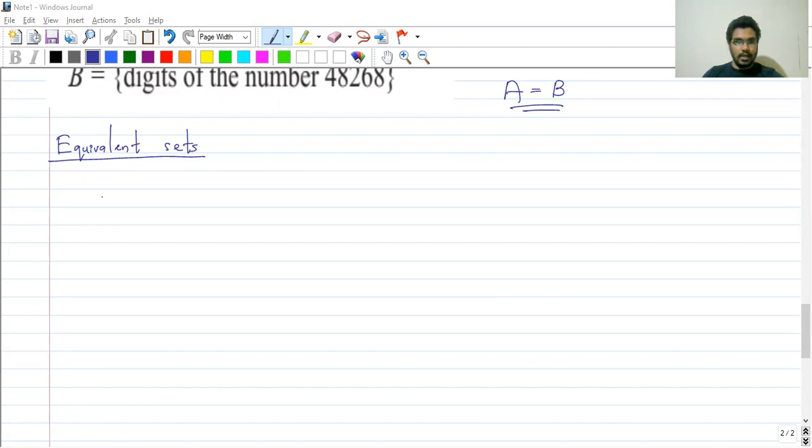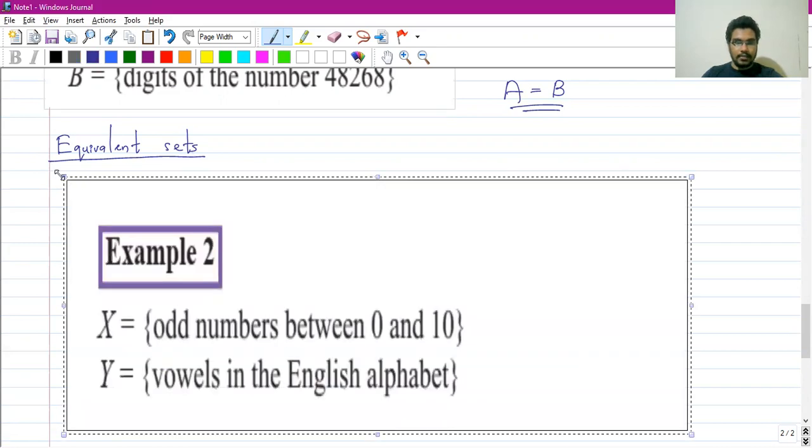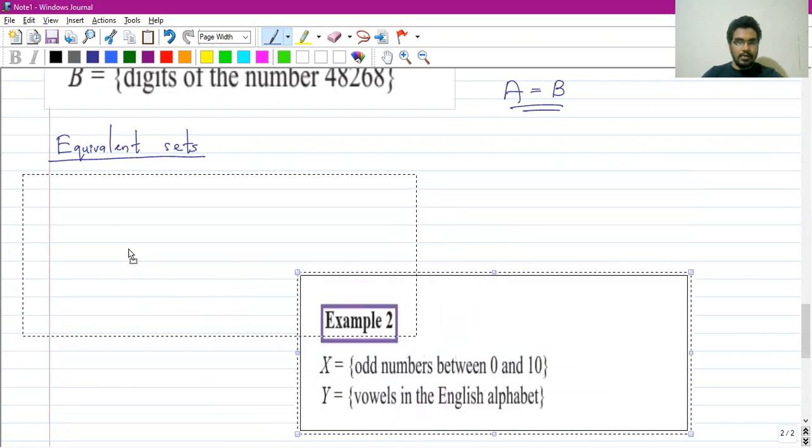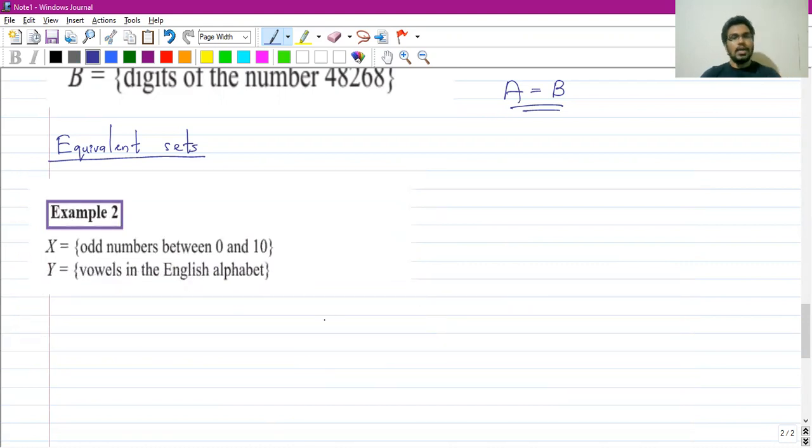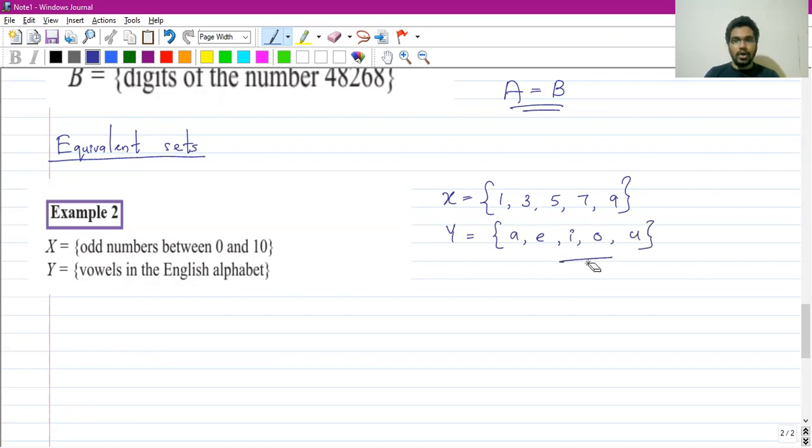So if we take an example, it is easy for us to discuss. Shall we take this example number 2? Here, x is odd numbers between 0 and 10. So shall we write x is equal to odd numbers? That means 1, 3, 5, 7 and 9. Next one, y is vowels in the English alphabet. So you know A, E, I, O, U are the vowels in the English alphabet.